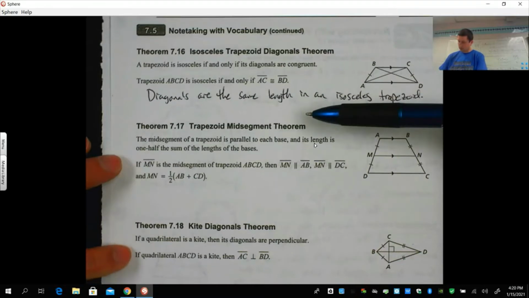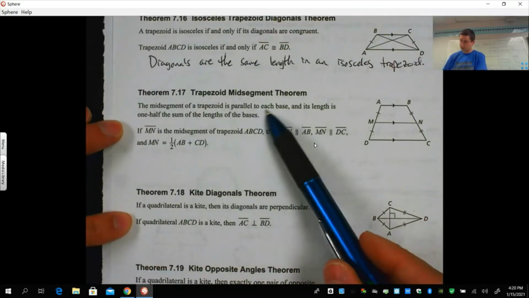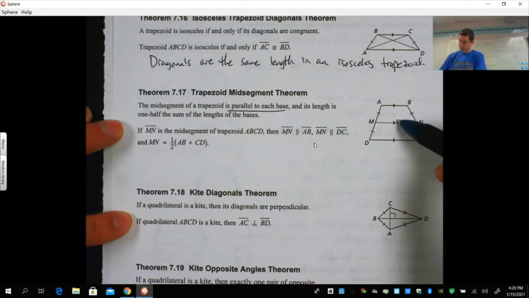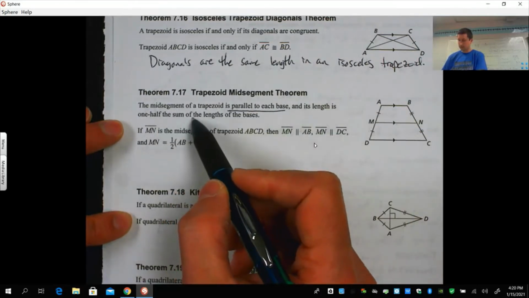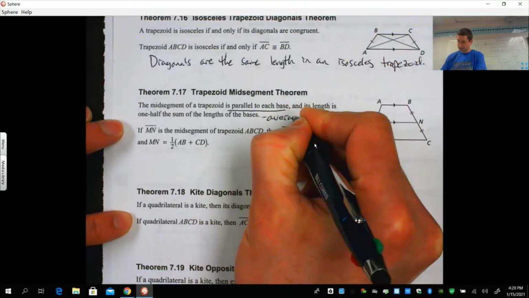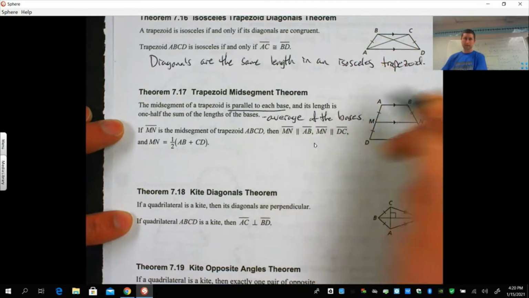Here's the formula. They're talking about the mid-segment theorem. A mid-segment of a trapezoid is parallel to each base. I haven't mentioned that yet, but it's parallel to each base. So you see the parallel symbol. And its length is 1/2 the sum of the lengths of the bases. So we know that as the average of the bases. The average of the bases.